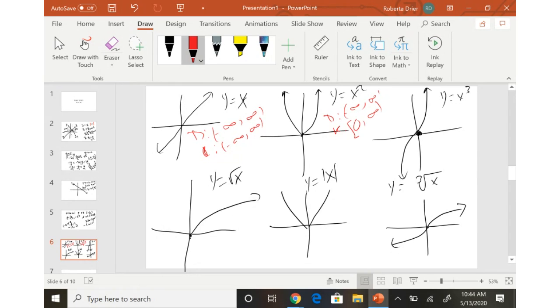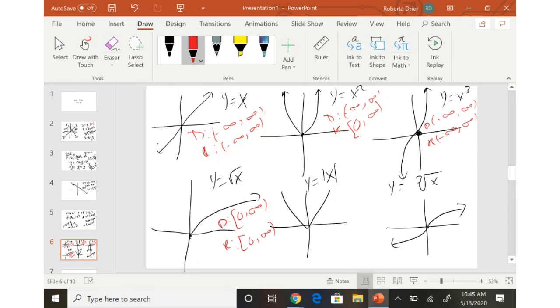What about the next one? Next one, I got domain is negative infinity to infinity. What's the range? Range is negative infinity to infinity. Okay. Square root, what do you get? Domain is 0 to infinity. What's the range? Range is 0 to infinity.